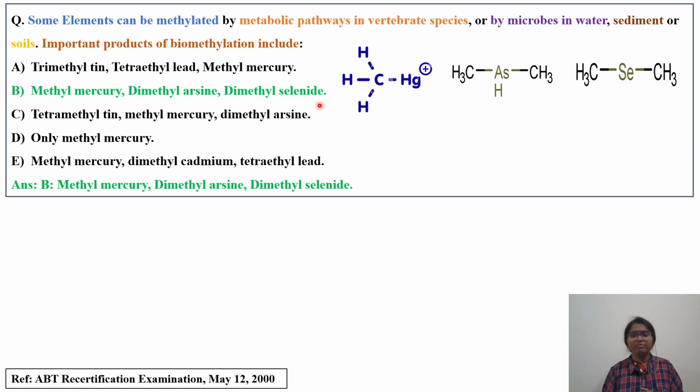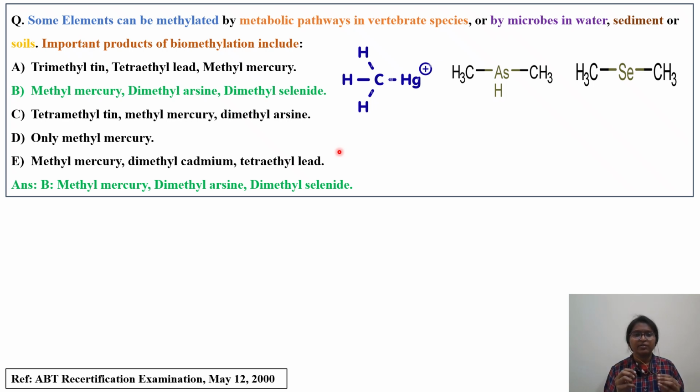Important: unlike previous videos, where I used to discuss the other options also, now I will not discuss trimethyl tin or tetraethyl lead, because the correct option itself has three things. So in this video we have to discuss methyl mercury, dimethyl arsine and dimethyl selenide.